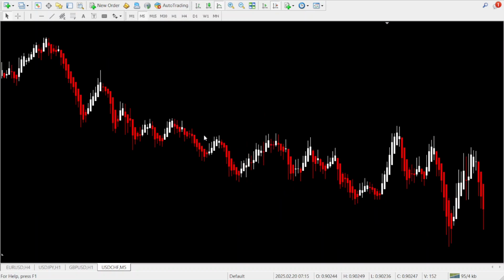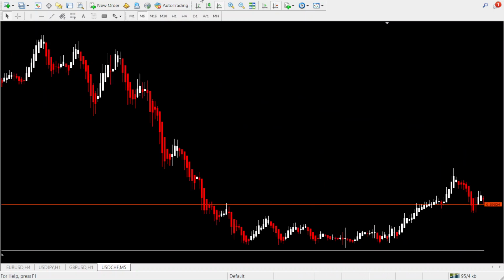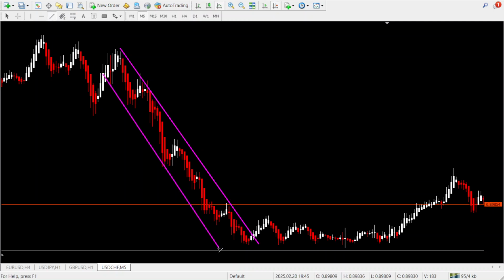Then when you see a series of red candles with little or no upper wicks, this indicates a downtrend. The sellers are in control and the price is more likely to continue downward.